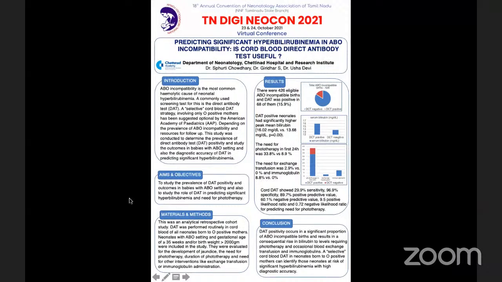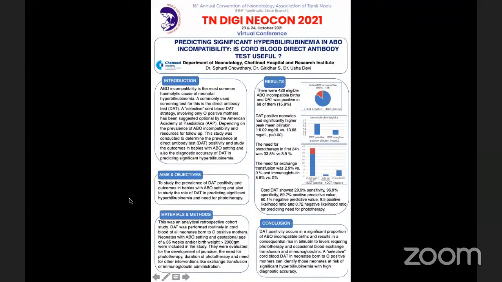The neonates included in the study were divided into cases and control groups based on DAT positivity status. DAT positive neonates with ABO incompatibility were included as cases, and DAT negative neonates with ABO incompatibility were included in the control group. All the neonates included in the study were evaluated for the development of jaundice, which was assessed by serum bilirubin levels. They were also assessed for the need for phototherapy, duration of phototherapy, and need for other interventions like exchange transfusion or immunoglobulin administration.